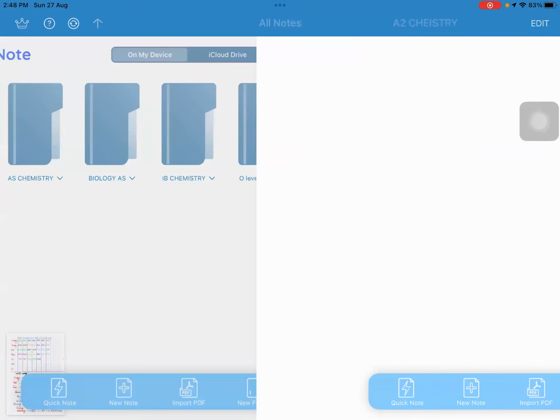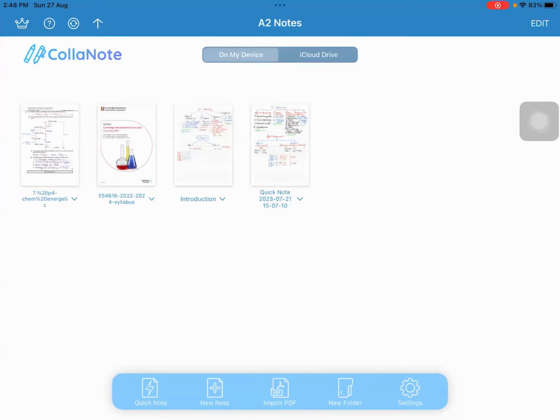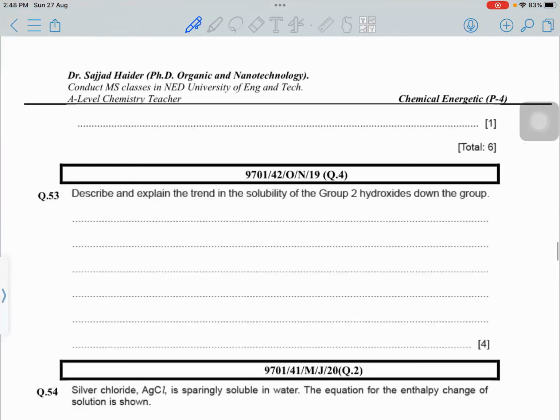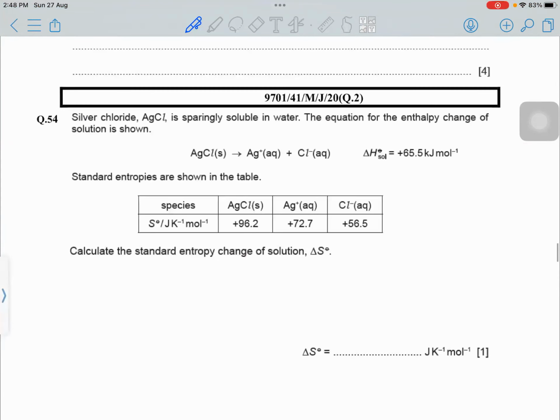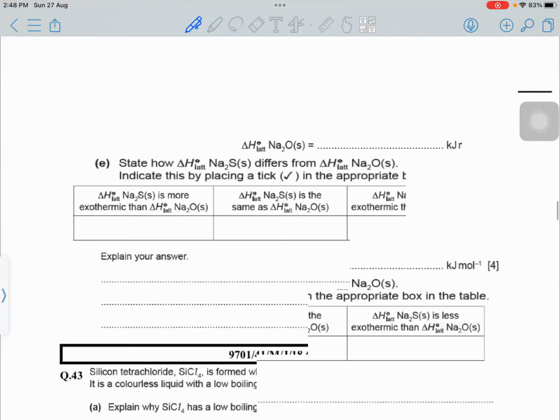We have A2 chemistry, A2 notes, right? So here we have past paper. Last time we completed entropy and enthalpy, right? Yes, sir.